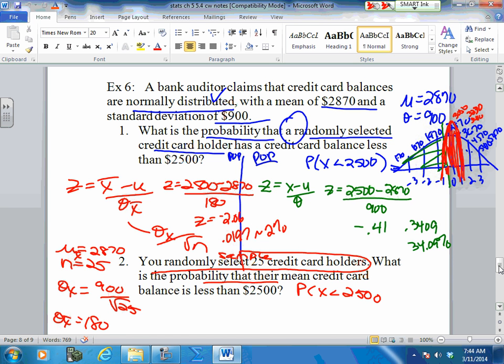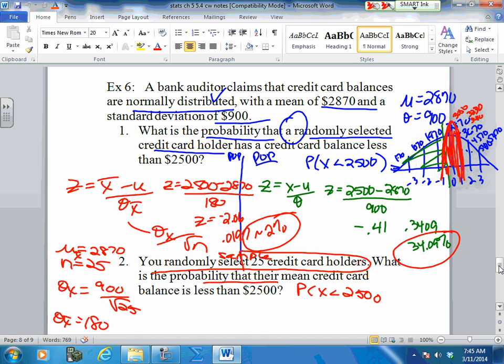Okay, now if you look at the interpretation, maybe this will help you make sense out of this. Although there is a 34% chance that an individual, here's your individual, will have a balance of 2,500, there is only a 2% chance, this one here, that the mean of a sample of 25 will have a balance of less than 2,500. Because there is only a 2% chance that the mean of the sample of 25 will have a balance less than 2,500, that is an unusual occurrence. That is a very rare occurrence.